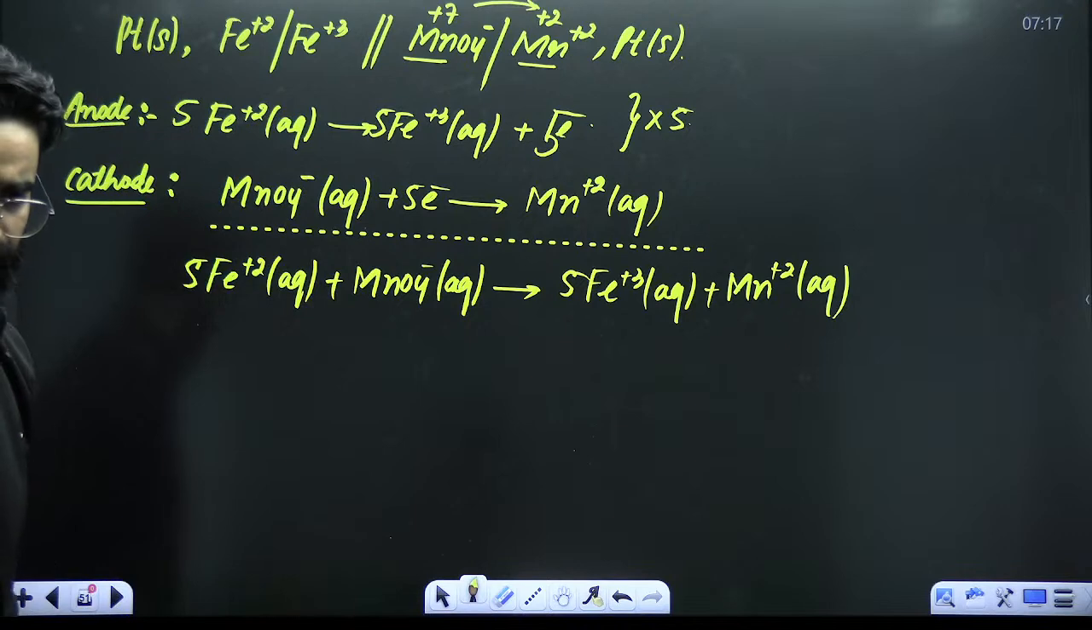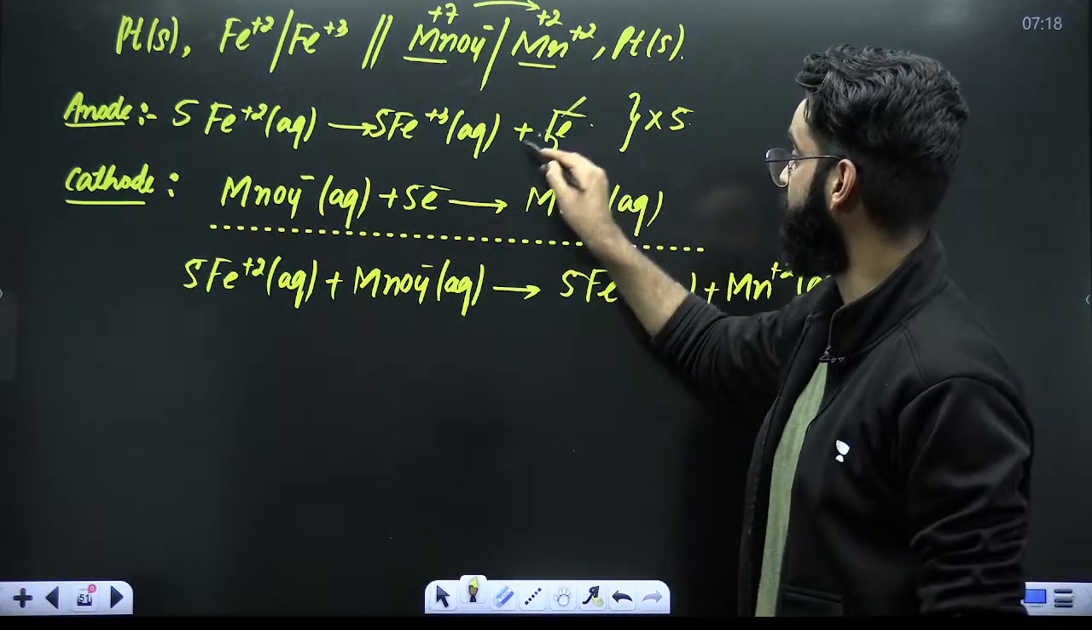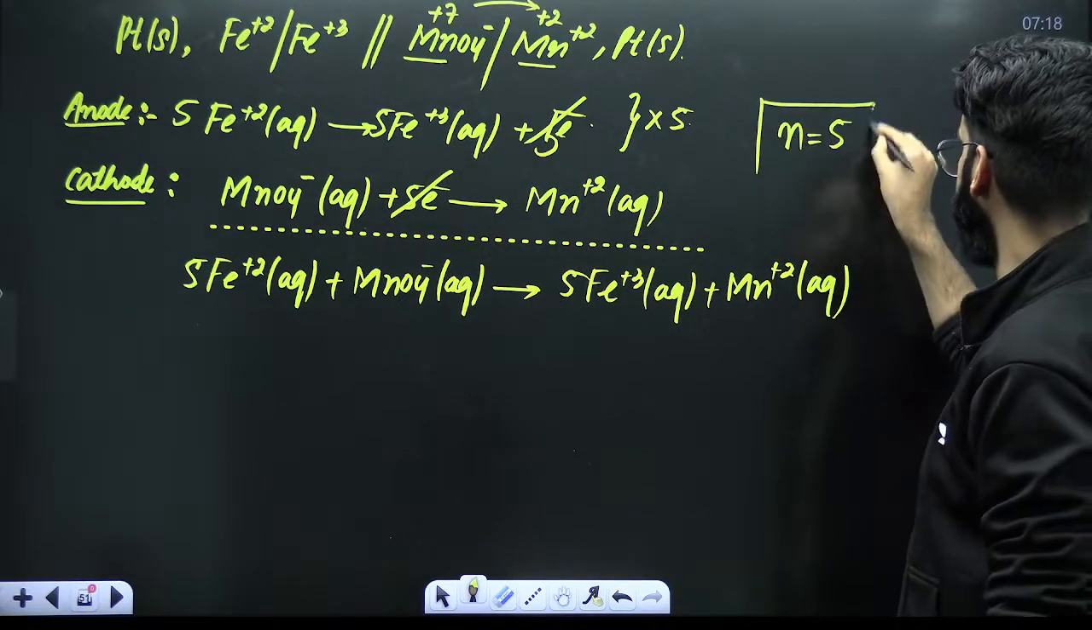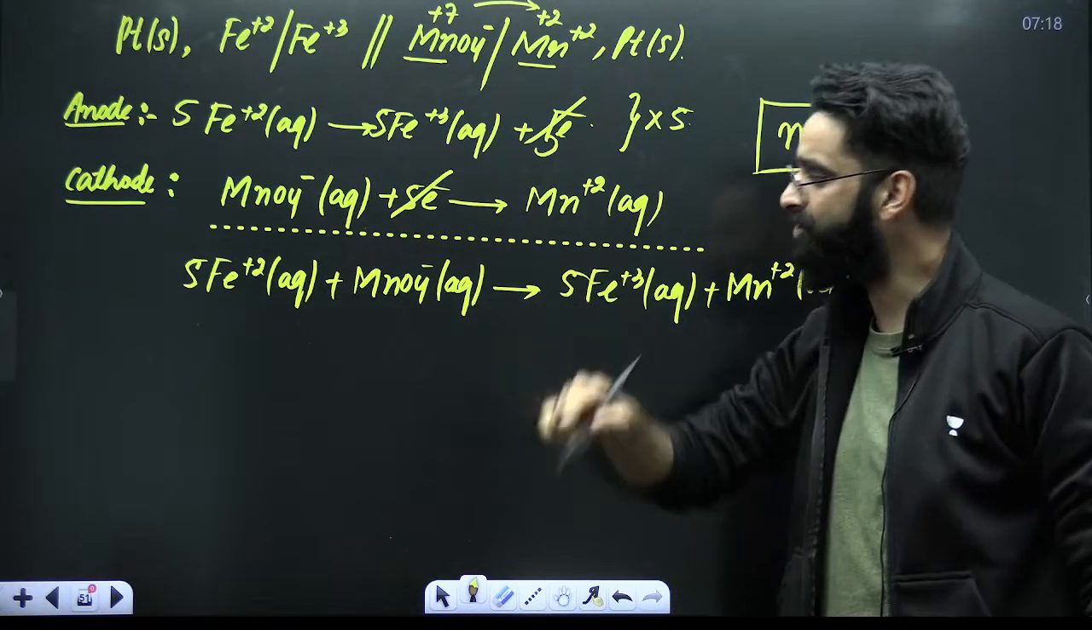This is your net reaction. Now tell me one thing. How many electrons are being exchanged in the net cell reaction? I would say 5 moles of electrons are exchanged in the net cell reaction. Right? Now one thing is there. Is the reaction balanced or not?